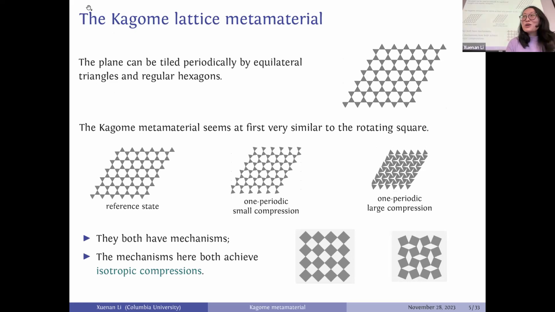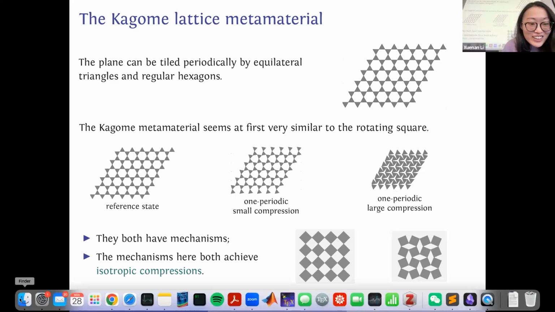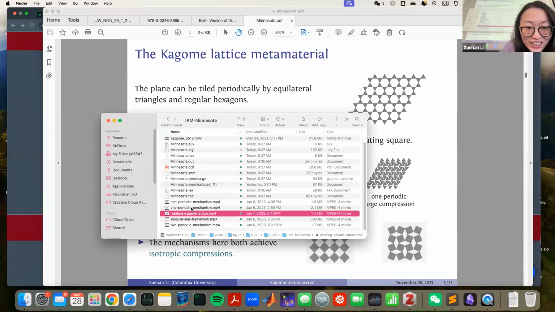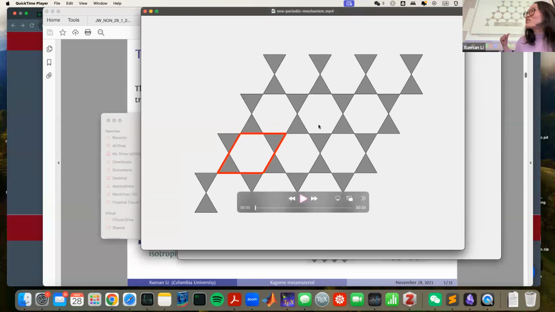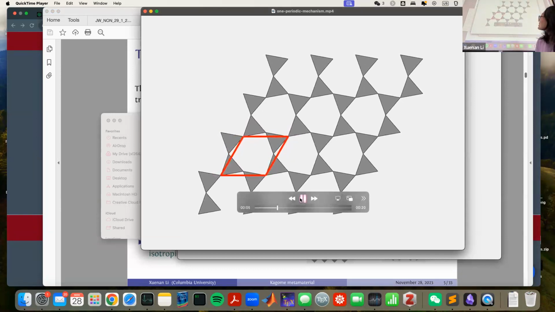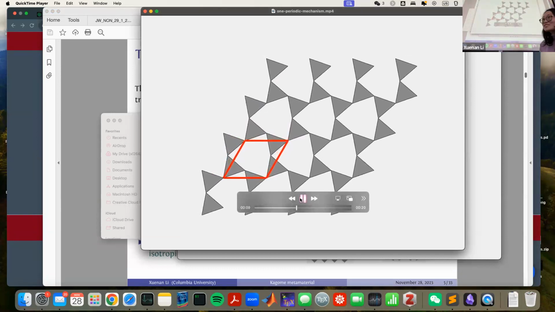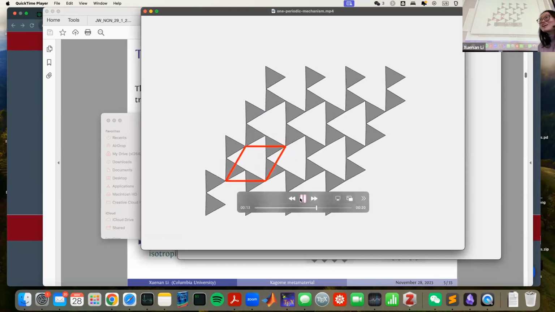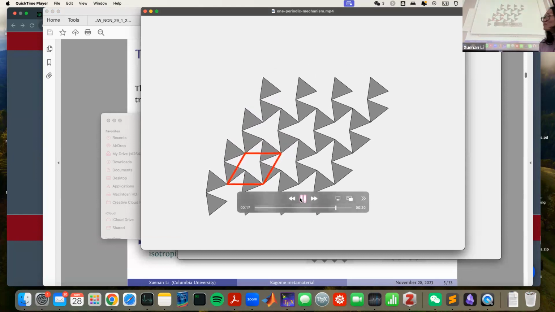I need to, let's see. I want to play the animation. Is that going to cause a problem? Is it still screen sharing? It is, yeah. Okay, so let me show you the animation here, because it's easier to visualize the mechanism with the animation.